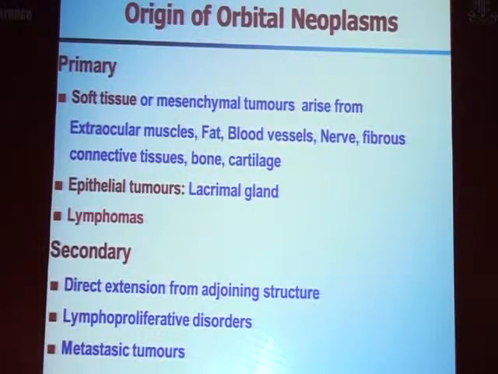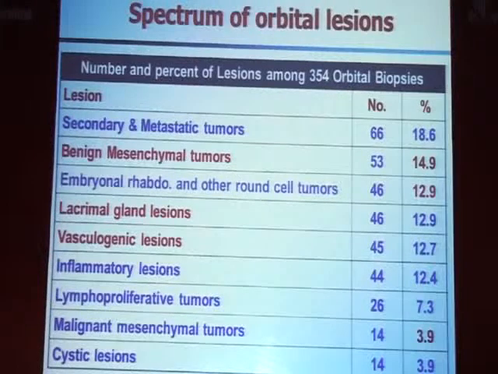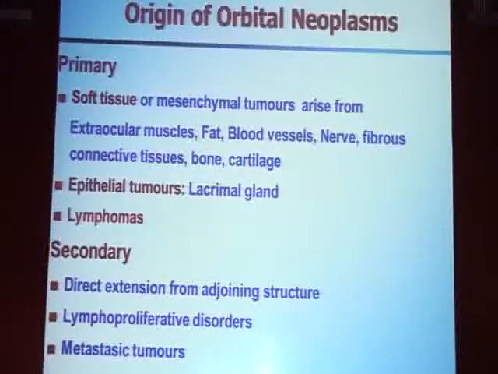So in the orbit now, we can have primary tumors, which are from the various structures in the orbit. The primary tumors can be mesenchymal tumors, or they can be epithelial tumors. Epithelial tumors are mainly from the lacrimal gland. And we can also have extranodal lymphomas. Then the secondary tumors can be direct extensions from the adjoining structures, or they can be lymphoproliferative disorders, which are now presented as lymphomas in the orbit, and then we can have metastatic tumors.